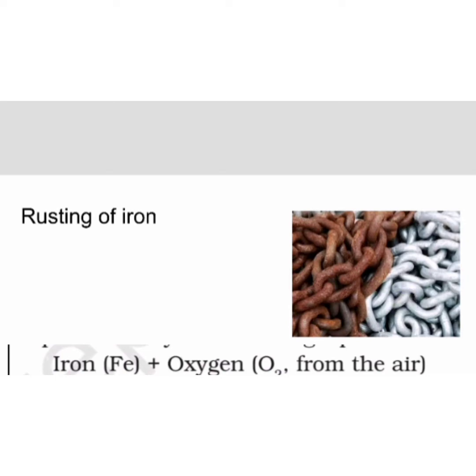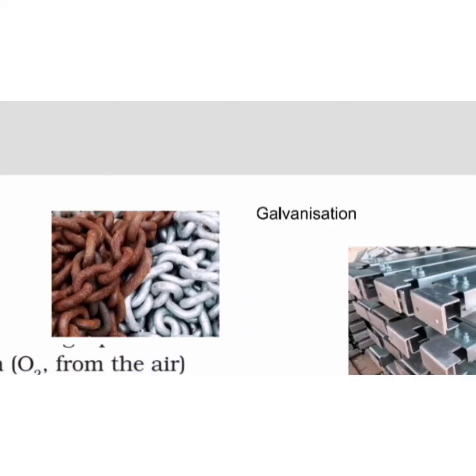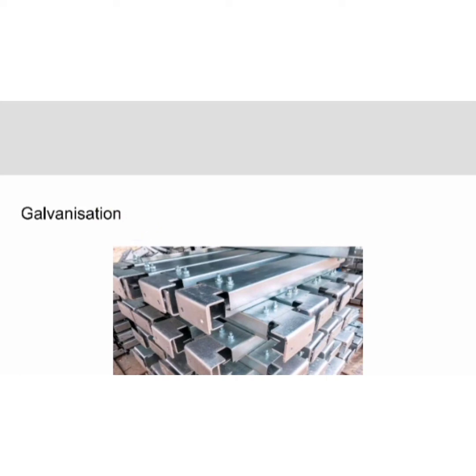But another way to prevent rust is galvanization. Galvanization means depositing a layer of metal like chromium or zinc on iron. That is another way to prevent rust. And galvanization means the process of depositing a layer of zinc on the iron. The process of coating a layer of zinc on the iron is called galvanization.